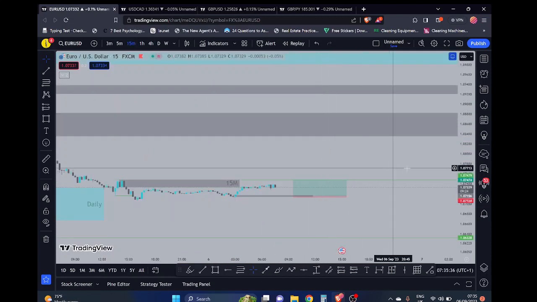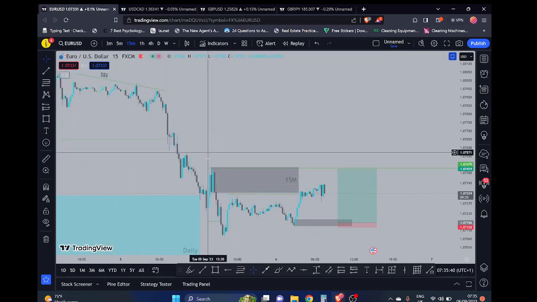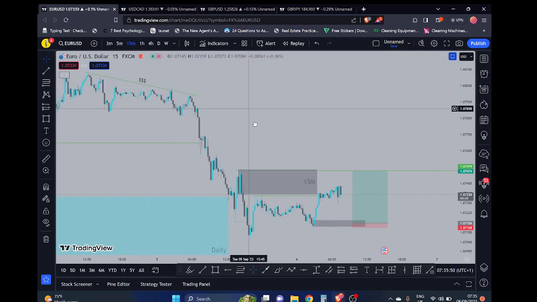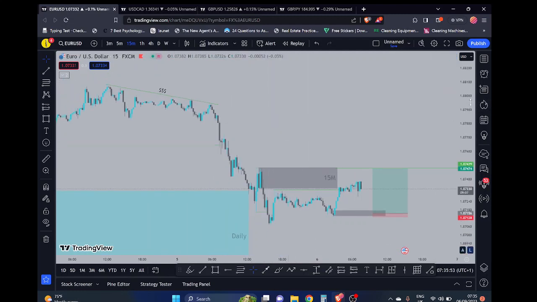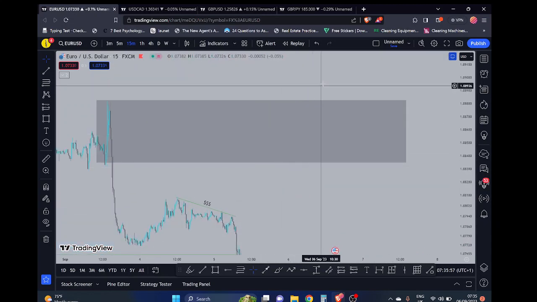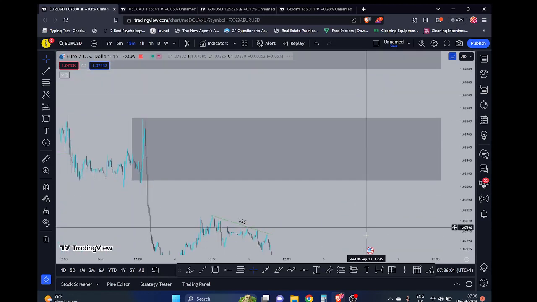Jumping into the 15 minutes, we already broke structure, so we're expecting a pullback. And before you see a pullback, you see a change of character. This is where we broke the structure, so we're expecting a change of character that's going to start the pullback, clear this liquidity, tap into this other block, or still go ahead and tap into this other block. So that's what we're expecting at the moment.